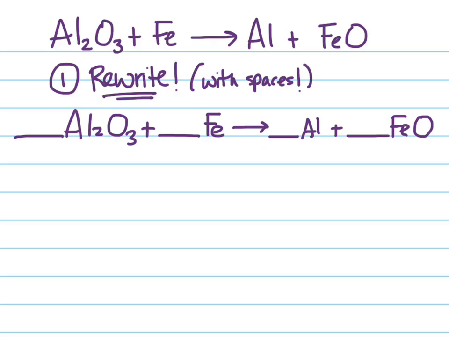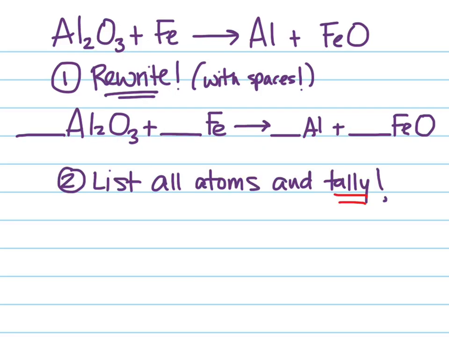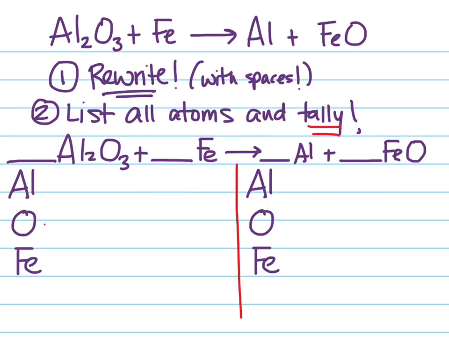I can't change formulas. I can't change subscripts. That makes everything wrong. All right, what's next? Next, I need to list all the atoms that are present and tally them up. That means count. I drew that line down from my yields arrow, and I've listed all the atoms that occur in this reaction on each side of that line.